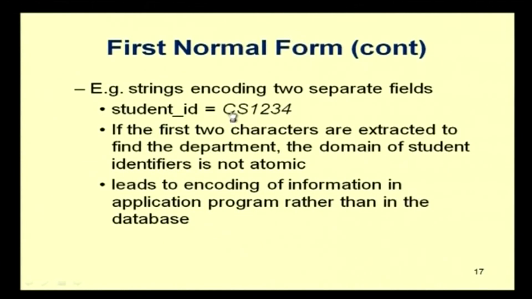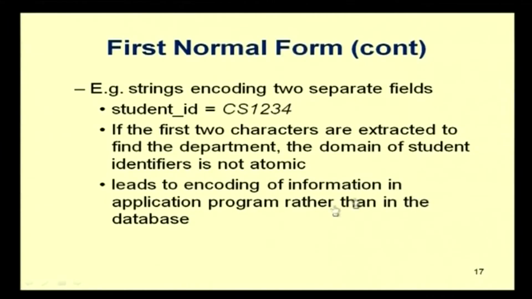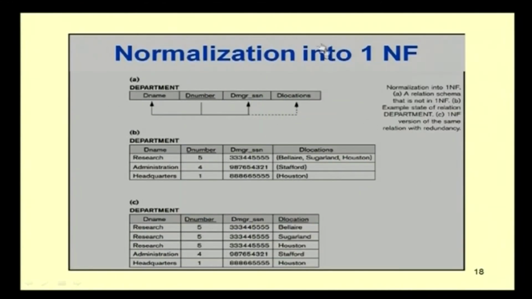Strings encoding two separate fields, we have already discussed. Student ID equal to CS1234, though this comes together without a blank, if the first two characters are extracted to find the department, then the domain of the student identifier is not atomic. This leads to encoding of information in the application program rather than in the database. So, let us look at this example.